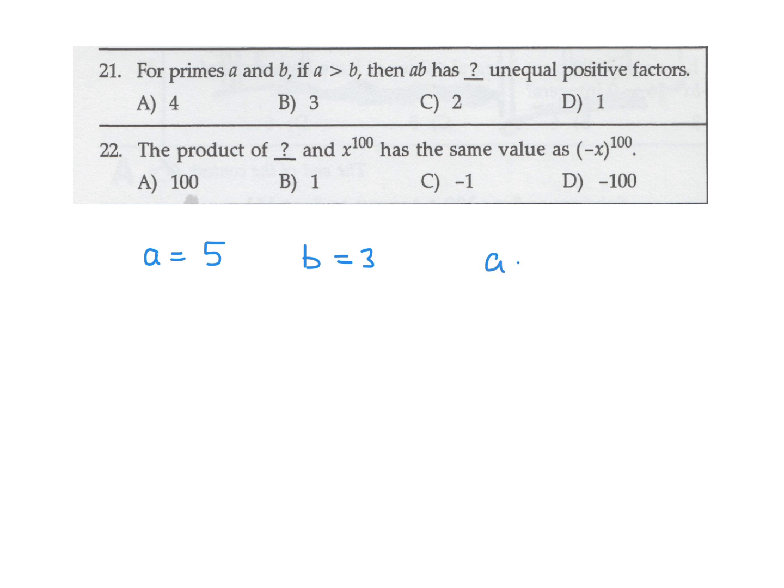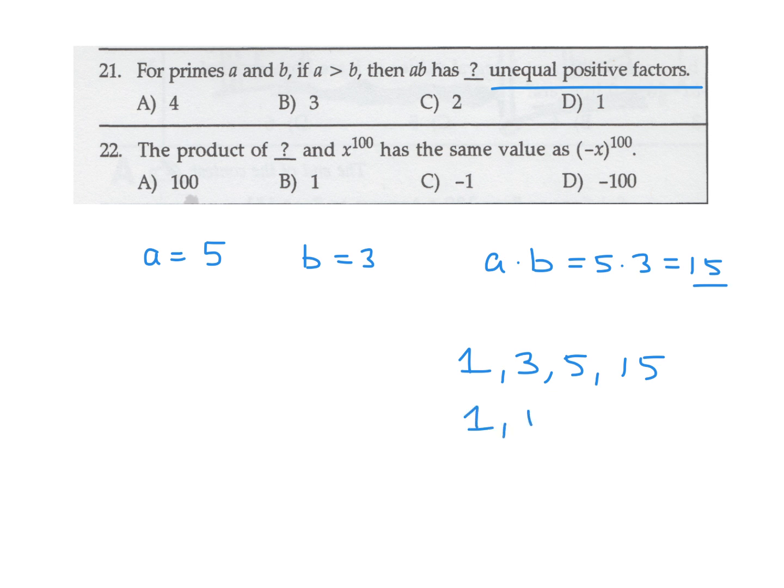And then A times B would be 5 times 3, which is 15. And they're saying, how many unequal positive factors are there of this guy? So it looks to me like 1, 3, 5, and 15 itself. So if you were just talking in general about A and B, it would be 1, B, A, and A times B. So either way, you can see that there's 4 unequal positive factors. So number 21 is A.